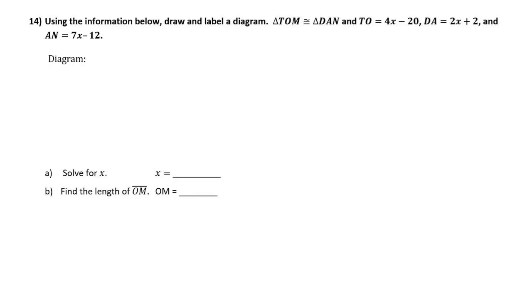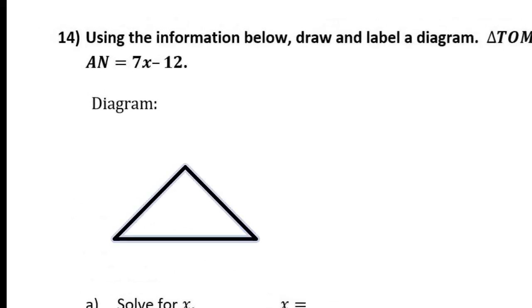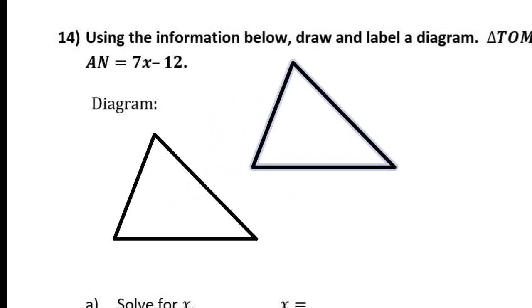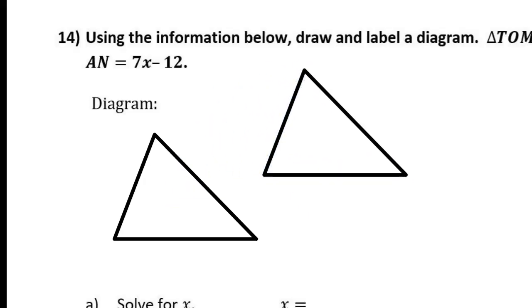Number 14. Using the information below, draw and label a diagram. Triangle TOM is congruent to triangle DAN, and TO equals 4x minus 20, DA equals 2x plus 2, and AN equals 7x minus 12. So the first thing we need to do is draw a diagram. So we're going to draw two triangles. So there's one. And there's the second one.